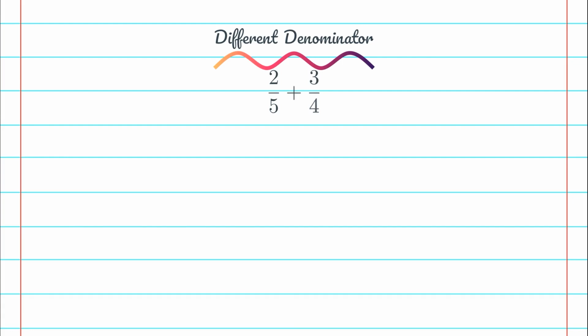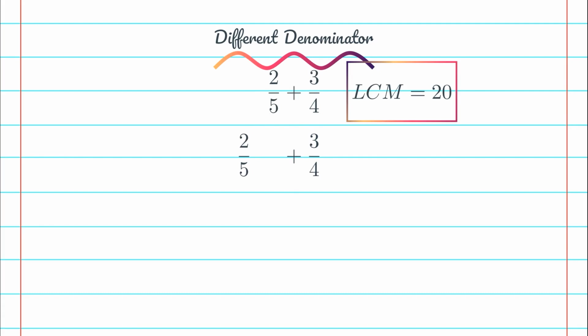So the least common multiple of 5 and 4 would be 20. Next, we can take the LCM as the denominator of both fractions. To do that, we need to multiply the numerator and the denominator of each fraction by a number that will make the denominator the same as the LCM. Now think about it. What number do we need to multiply 5 by to get 20 as the denominator? And we must multiply the numerator by the same number. And the answer is 4.